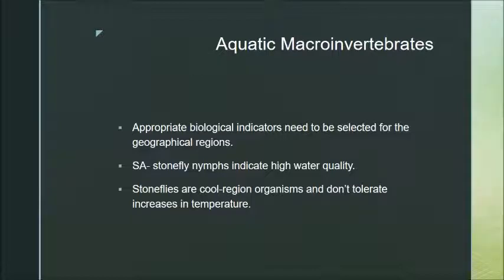You need to check that the macroinvertebrates are correct for your location. So stonefly nymph, as I said, is a really good indicator of high water quality. However, they only occur in cool regions. They don't tolerate an increase in temperature. You're not going to find stonefly nymphs around in summer as much, and you're not going to find them in maybe Queensland or the Northern Territory. But for where we live, they're a fantastic intolerant species to use as a biological indicator.